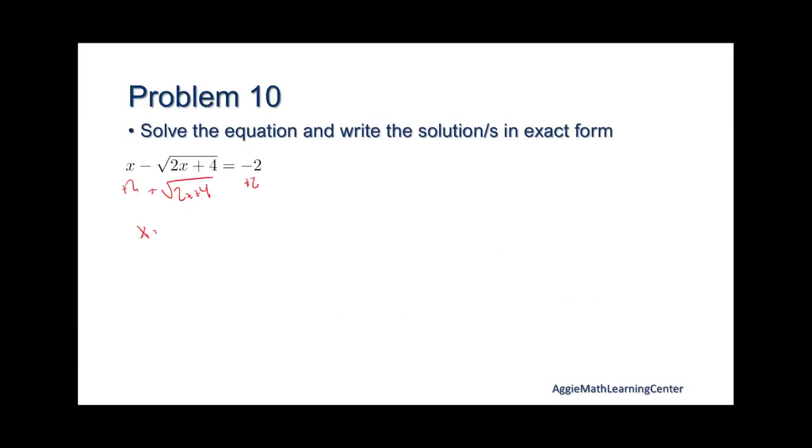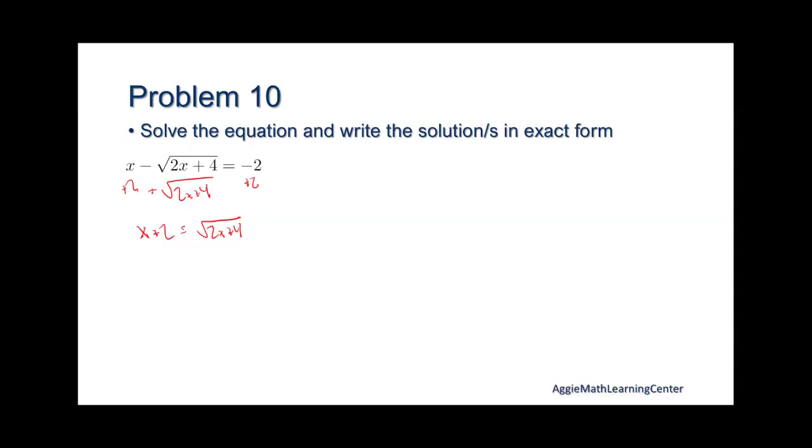So we're left with x plus 2 equals the square root of 2x plus 4. If you were to subtract the x over, it's totally fine. It just means that you're going to have to multiply everything by -1 before you continue. You don't want a negative square root. Cool. What is our next step in here?